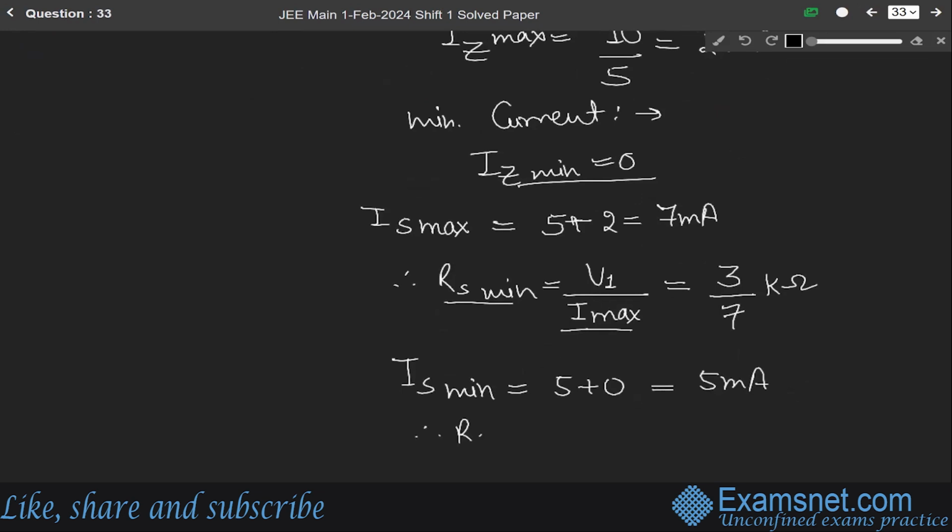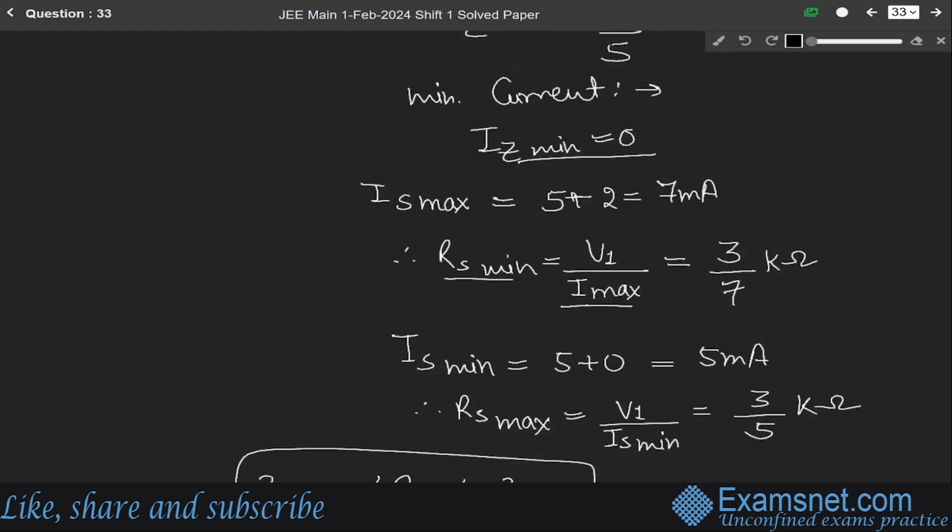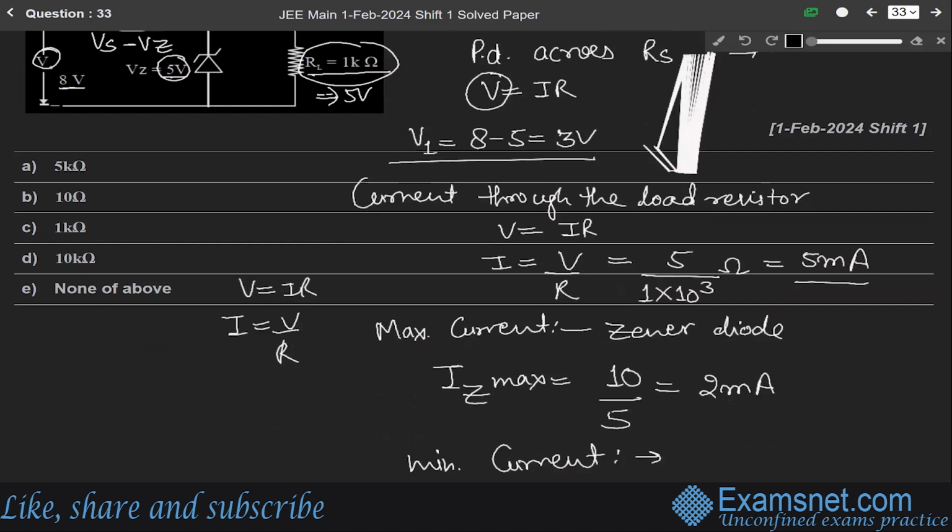Therefore RS maximum, when the current is minimum, is V1 divided by IS minimum, so it becomes 3 over 5 kilo ohm. So we get the value of RS between 3 by 7 kilo ohm and 3 by 5 kilo ohm. From this answer, we see that none of the options matches, so the correct answer is option E, none of the above.